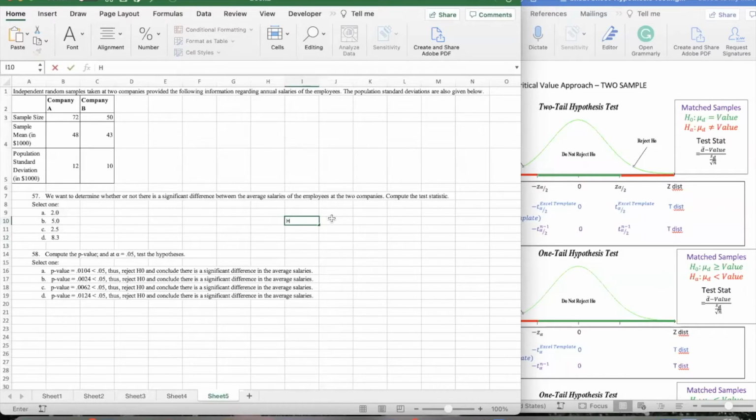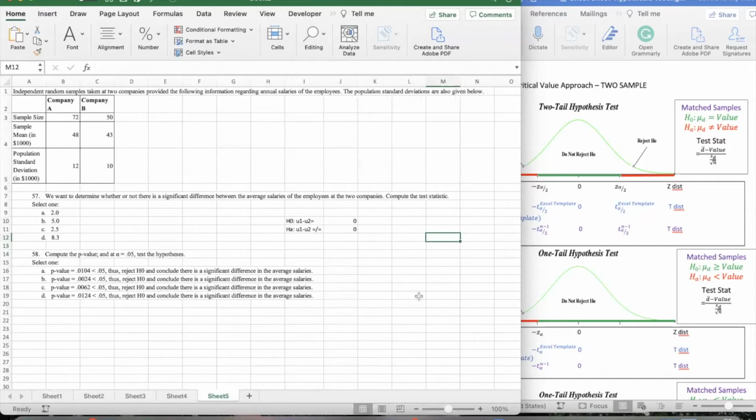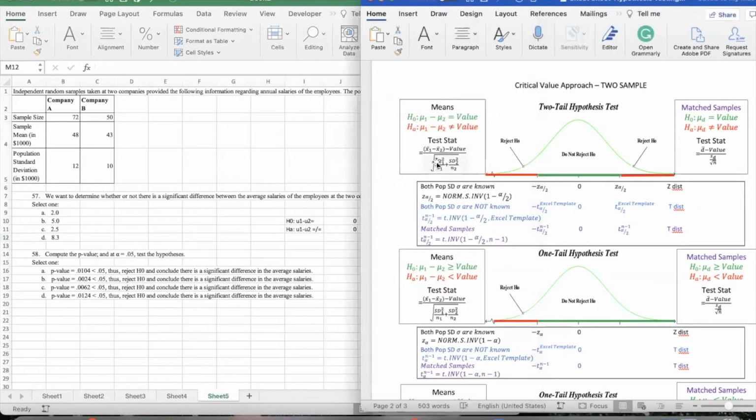So our null hypothesis is going to be mu1 minus mu2 equals 0. Our alternative is going to be mu1 minus mu2 does not equal 0. So this means we're looking at a two-tailed test. So if we go to our cheat sheet, this matches up with this top case right here. Okay.